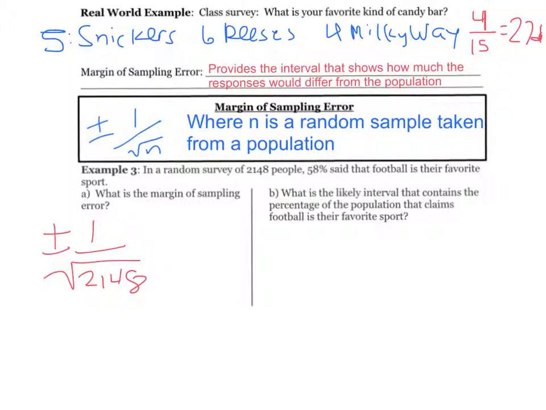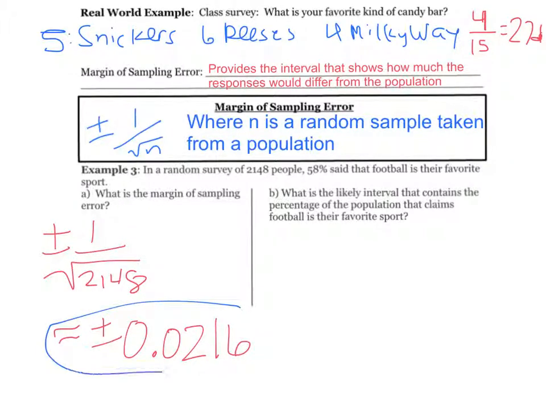So then if we go ahead and simplify this, we're going to end up with plus or minus 0.0216 as our answer. This is pretty small. I mean, only about 2% of the sampling error here, and that's it. It's going to be because they surveyed so many people here. Now, if they had surveyed only like 10 people, the margin of sampling error would be a lot bigger.